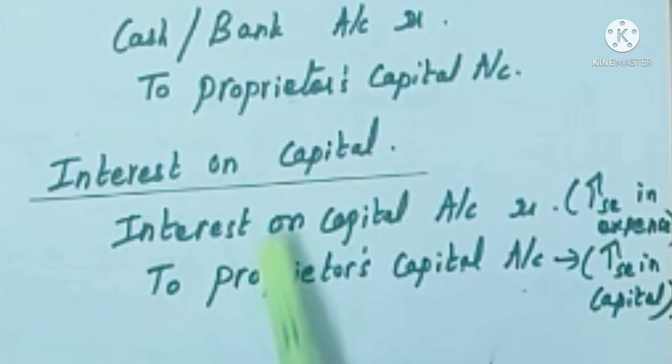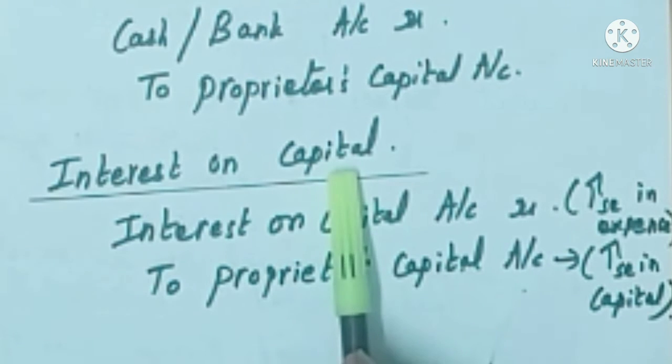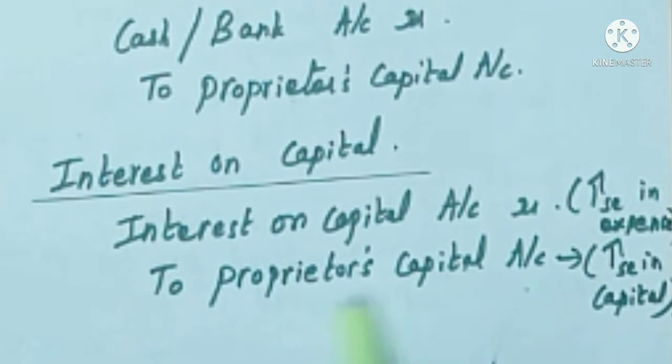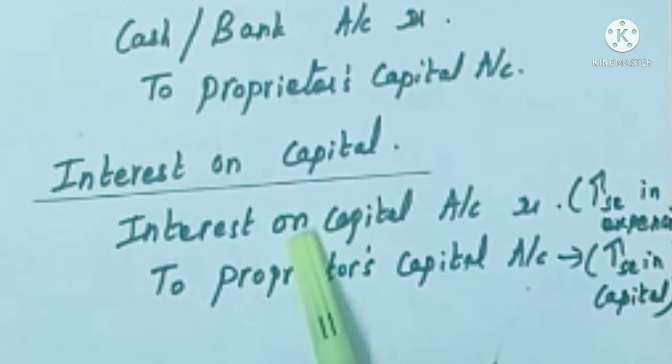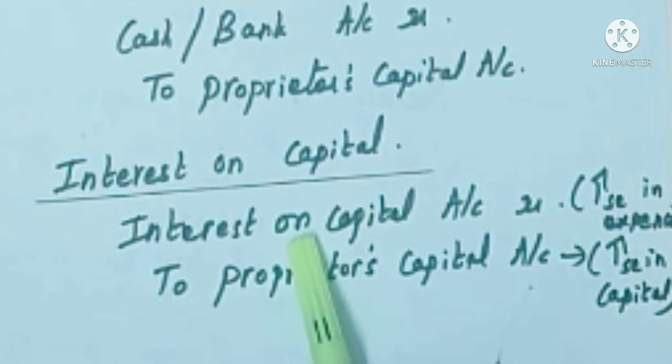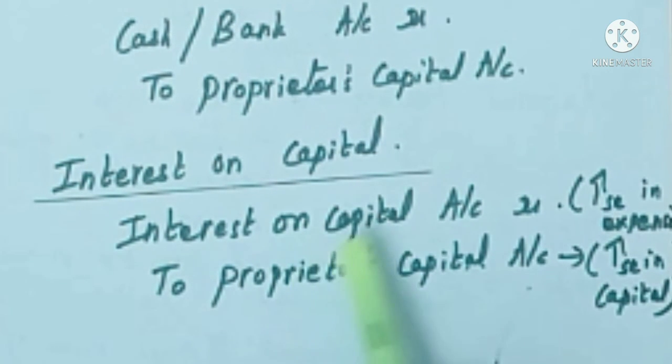Interest on capital. So what is the journal entry for interest on capital? Entry is interest on capital account debtor to proprietor's capital account. Why interest on capital is debited? Because it is an expense for the business. According to the nominal account rule, we have to debit all expenses and losses. In other words, increase in expense should be debited. Then proprietor's capital account is credited because it is a liability for the business, or in other words, it is an increase in liability.